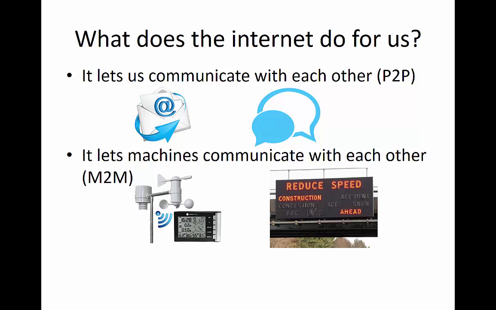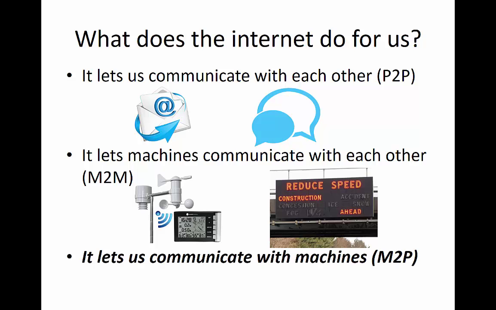Now, where the real power comes in, and where the frontier of development is, is allowing machines to communicate directly with us, allowing machines to do work for us. And this is what the Internet of Things, the Internet of Everything, and these digitization skills are all about.